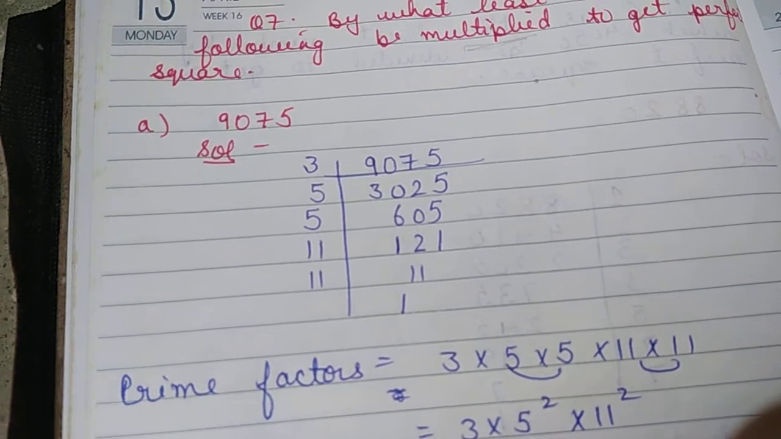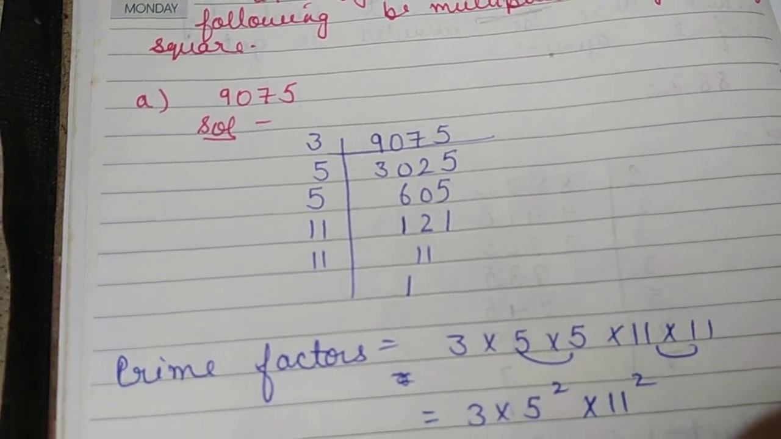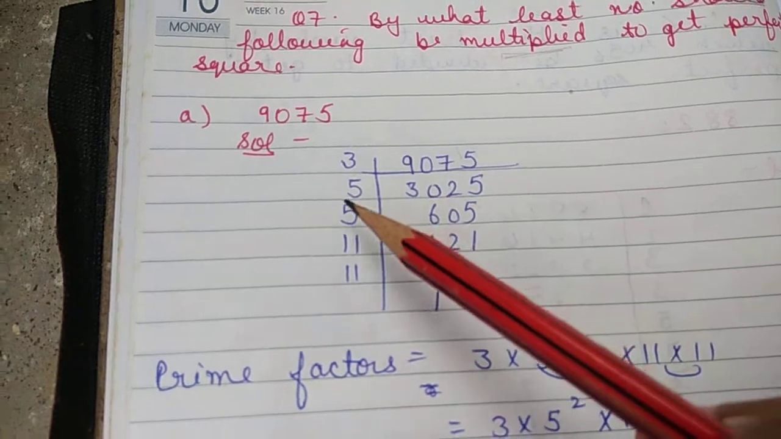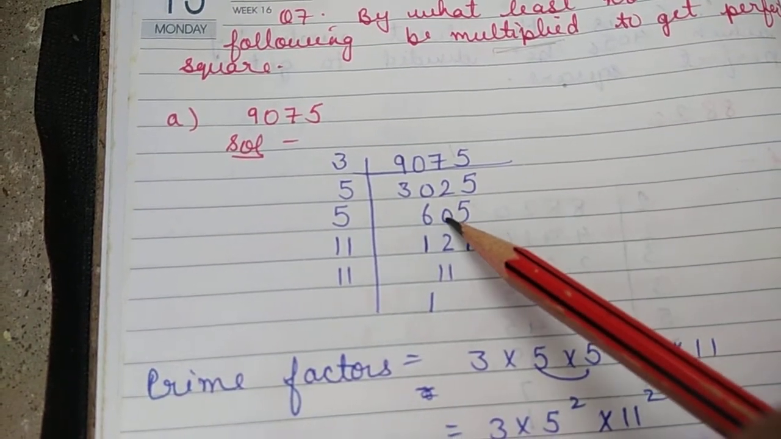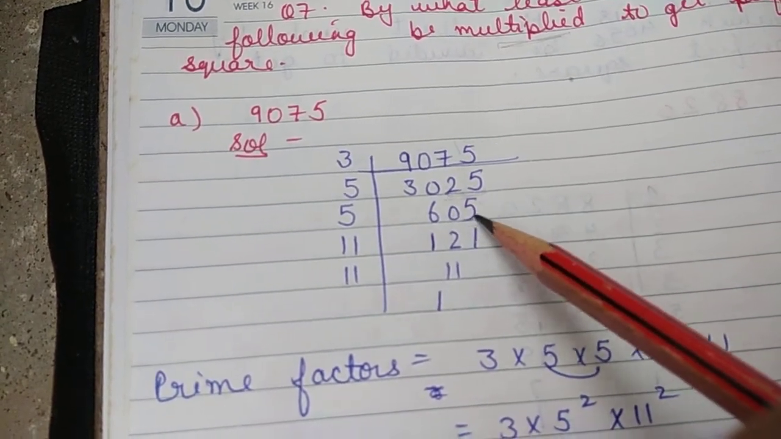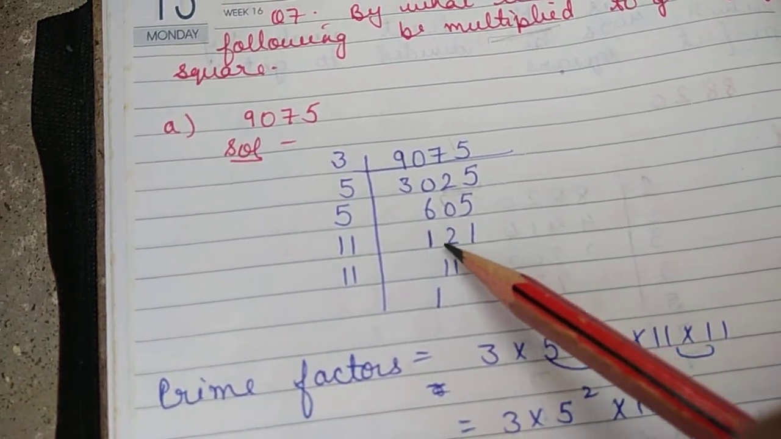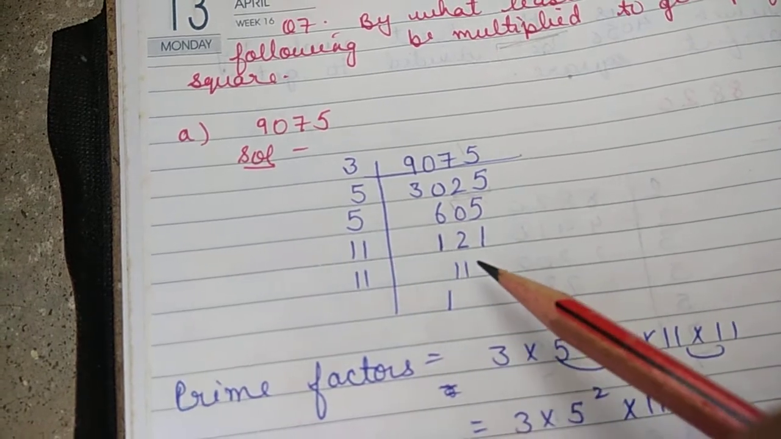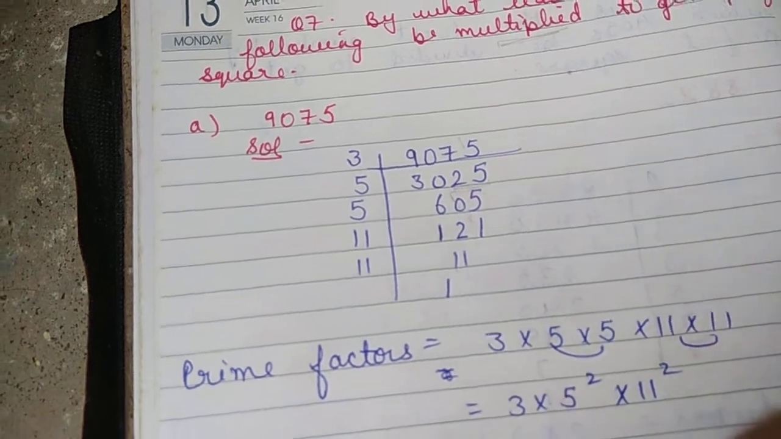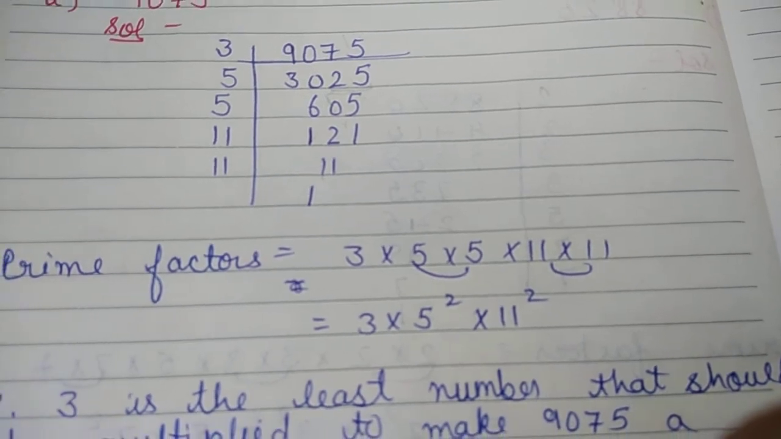9075, we'll just write it and find the prime factorization. So 3 3s are 9, 3 0 is 0, 3 2s are 6, 1 carry, 3 5s are 15. Again now 5 6s are 30, 5 0 is 0 and that will become 25, 5 5s are 25. Again 5 1 is 5, 1 left, 5 2s are 10, 5 1 is 5, 11 1 is 11, 1 left, 11 1 is 11.